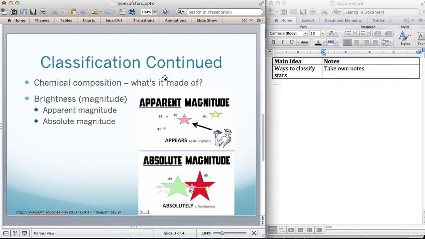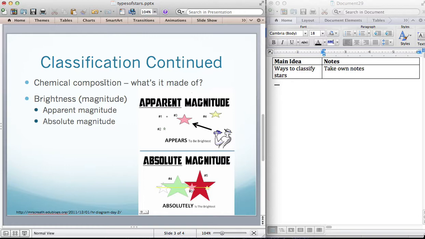We can also classify stars based on chemical composition. What's the star made of? We'll see in class that it's possible to actually figure out what chemicals a star is made of by looking at the light that it gives off. The overall color gives us an idea of the temperature, but if we use some scientific tools to break that light down into specific colors and see how much of each color we're getting, we can get a pretty good idea of what the star is made of, which is pretty cool.